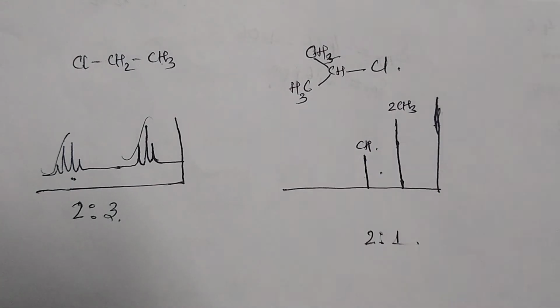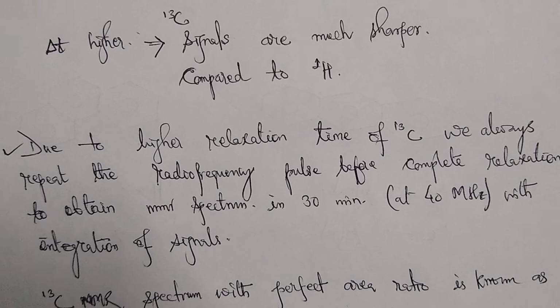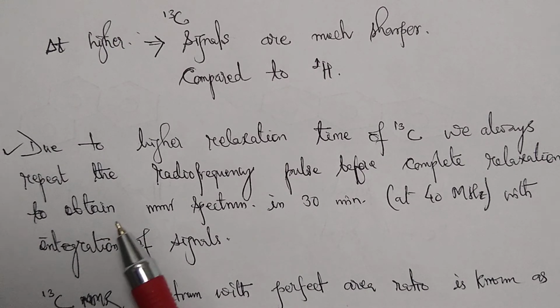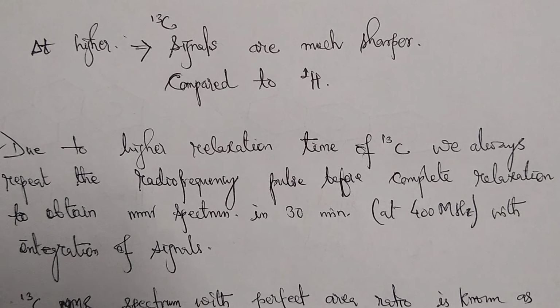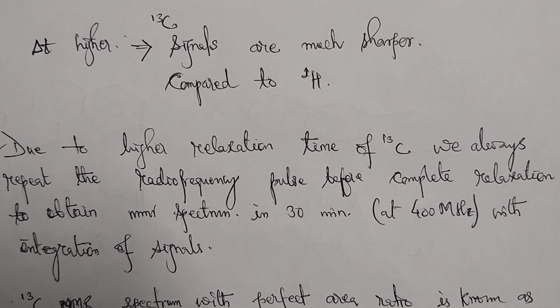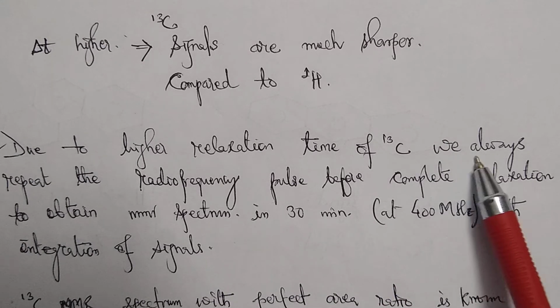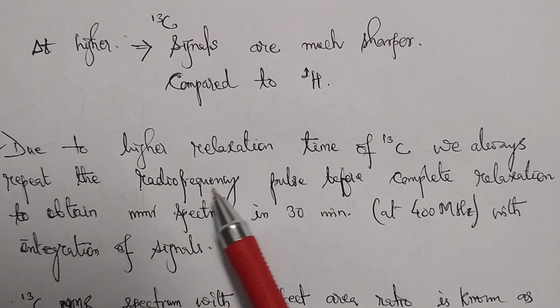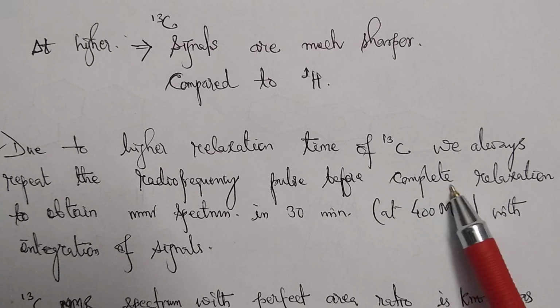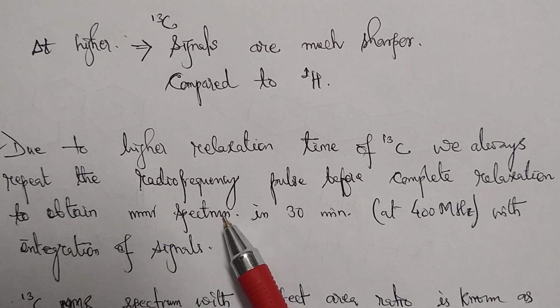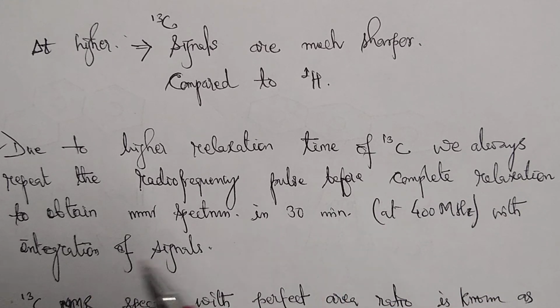Likewise, we can understand the sharpness of the signal in the 13C NMR spectrum. As of now, we have understood that due to higher relaxation time, 13C signals are much sharper compared to that of the proton NMR signal. Now, due to higher relaxation time of 13C, we always repeat the radio frequency pulse before complete relaxation to obtain the NMR spectrum in 30 minutes with the integration of the signals.